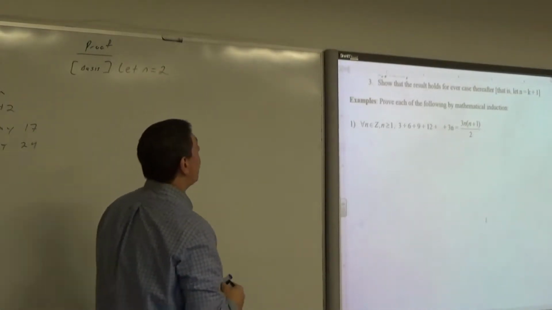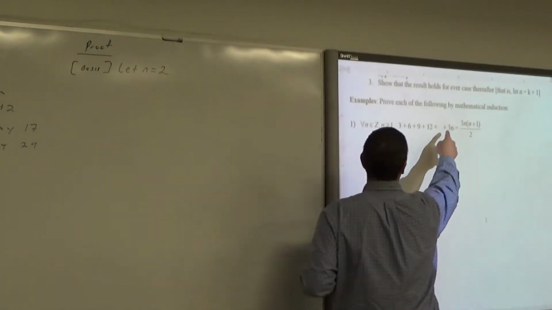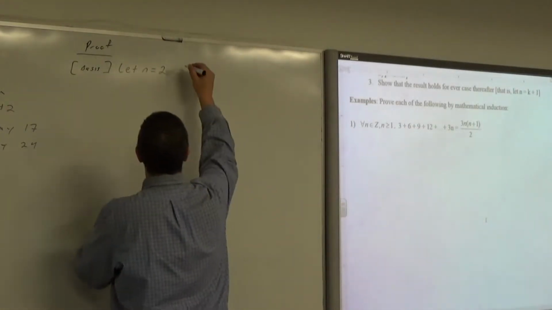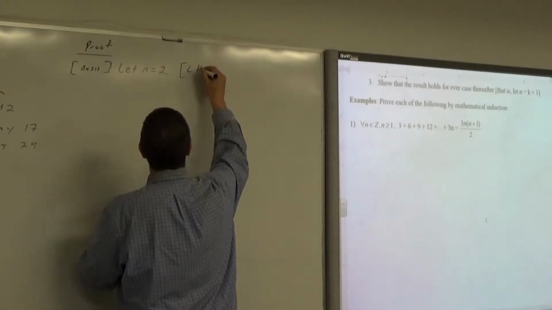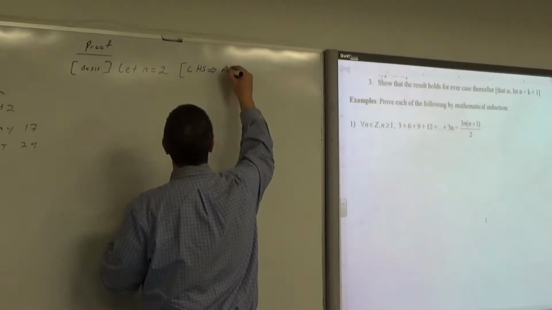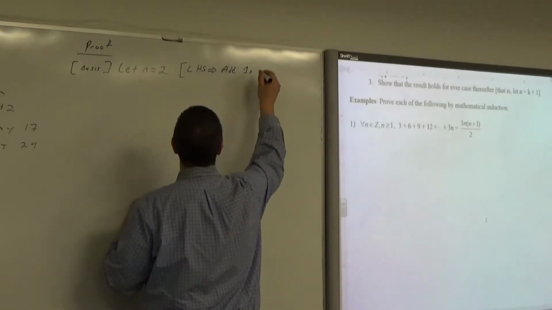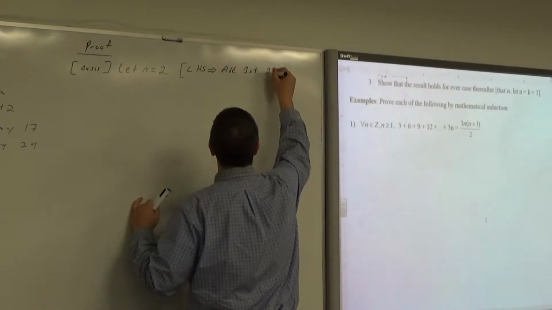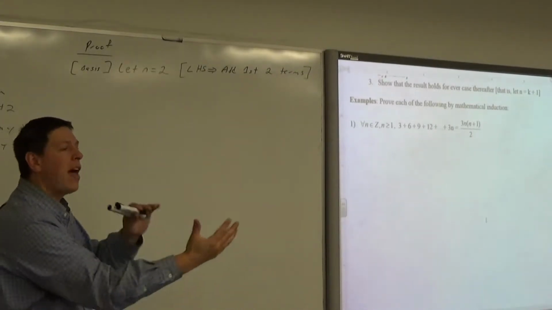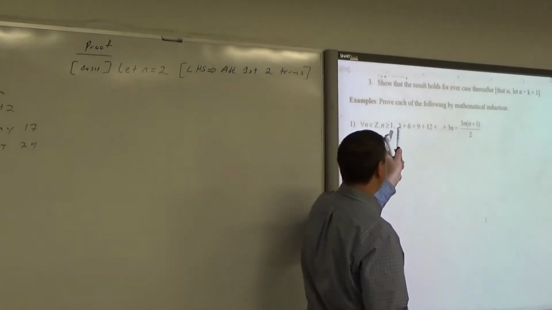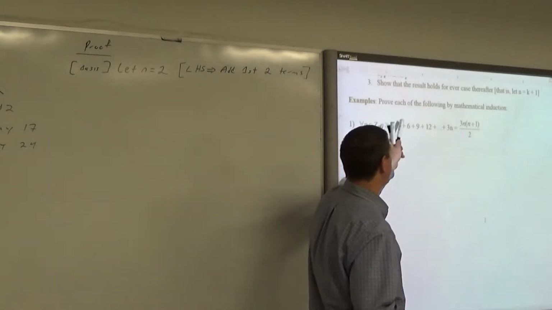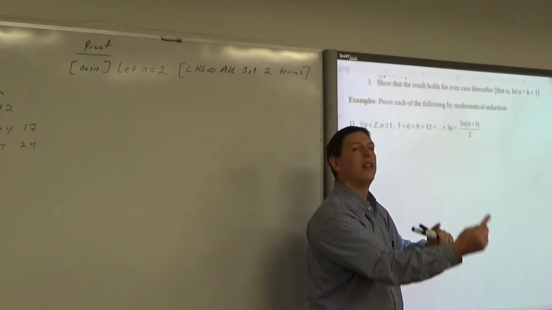Now, 2 means on the left side, I'm going to add up the first 2 terms. So I'm going to put this in brackets. On the left-hand side, this implies that you add the first 2 terms. Does that make sense as to what n means on the left-hand side of the series? It just means that we're going to add 3 and 6. If n was 4, we would add 3 plus 6 plus 9 plus 12 on the left side.